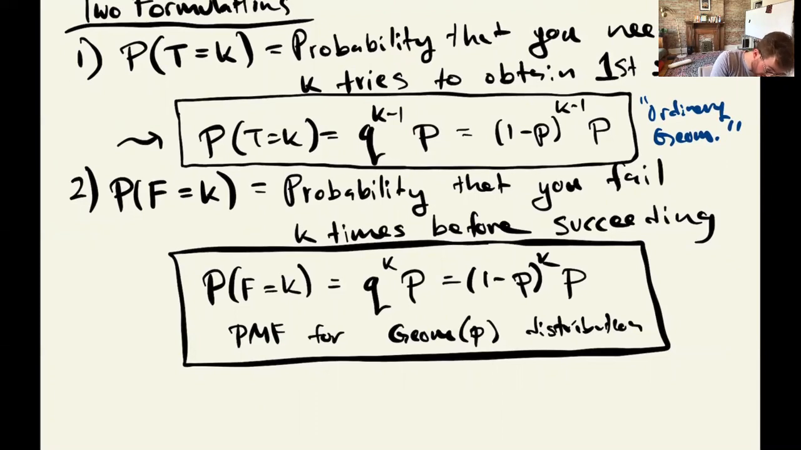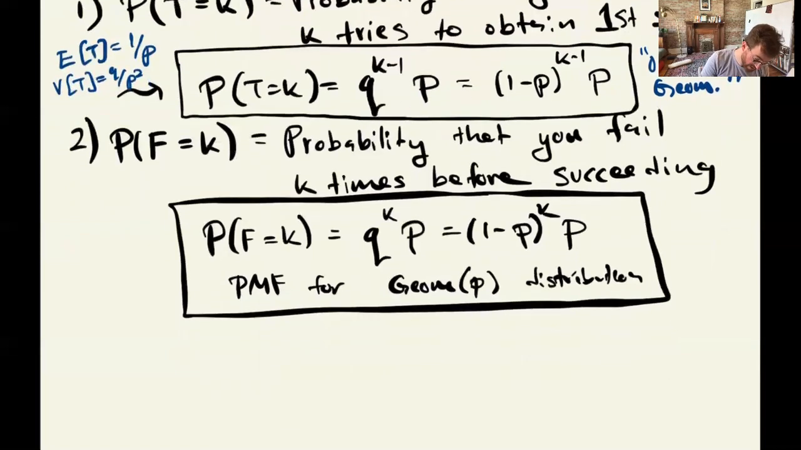the expectation of T, my apologies, is 1 over p. And the variance here equals q over p squared.